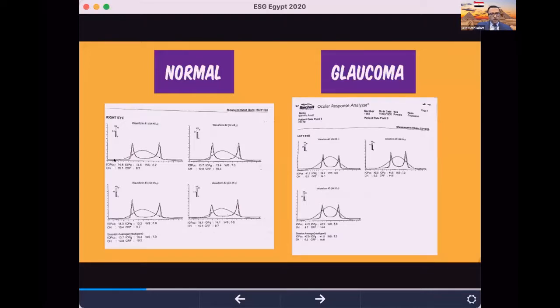with normal intraocular pressure. On the other side, in a patient with glaucoma, we'll find that the IOP exceeds 40. We'll find the corneal hysteresis is very low and below the value of the corneal resistance factor. And this is what glaucoma did in the ocular biomechanics.